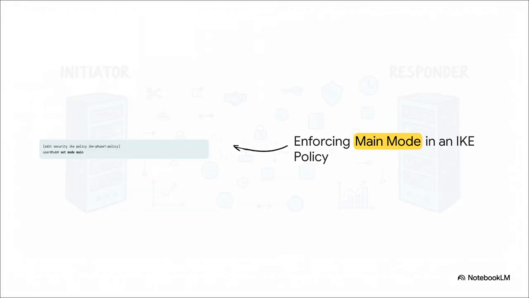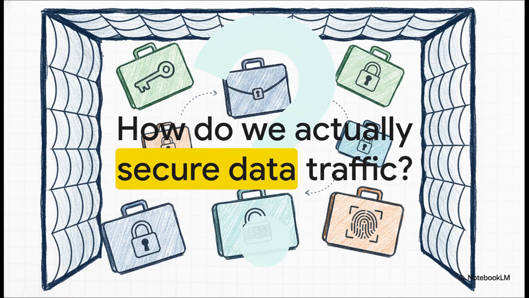The cool thing as network engineers is that we can explicitly command our infrastructure to prioritize that security. By setting the mode to main during your IKE policy configuration, you are strictly enforcing that 6-message exchange. This guarantees that your device identities remain completely hidden from anyone who might be trying to snoop on the traffic. Which brings us to a really critical question.